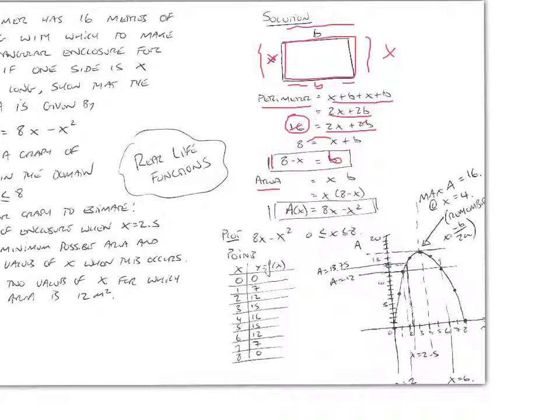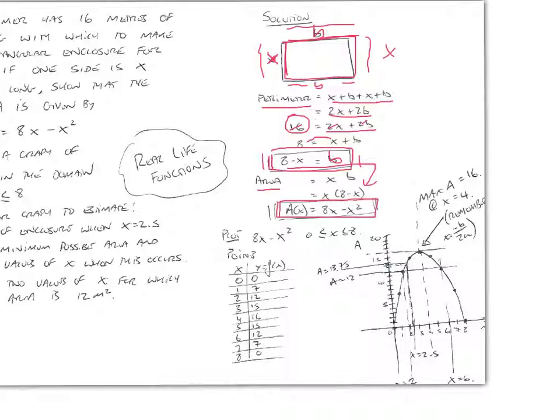Now, the area of the rectangle is x multiplied by b. We know what b is: it's 8 minus x. We can sub that in, and we can show that the area is equal to 8x minus x squared. So that's the first part. We've proved the first part.